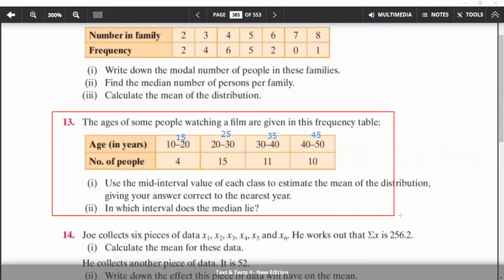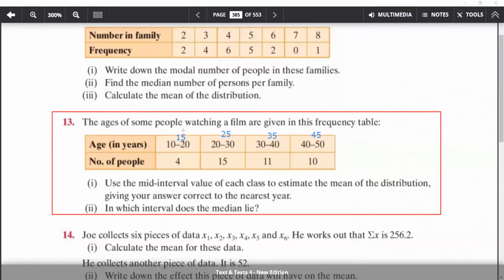Okay, sorry about that. I don't think I was sharing the screen there. That's 13 there. And you can see I've put in those mid-interval values, 15, 25, 35, 45 in there.